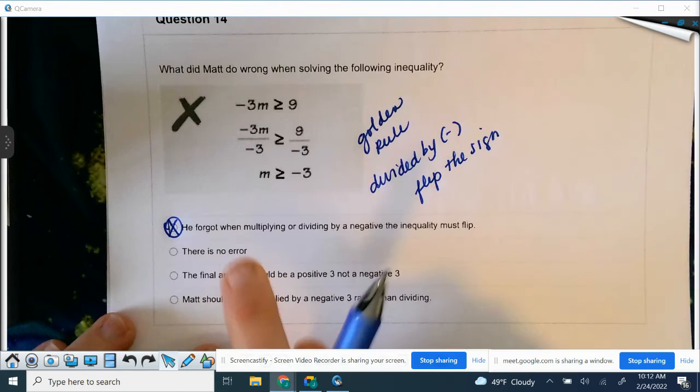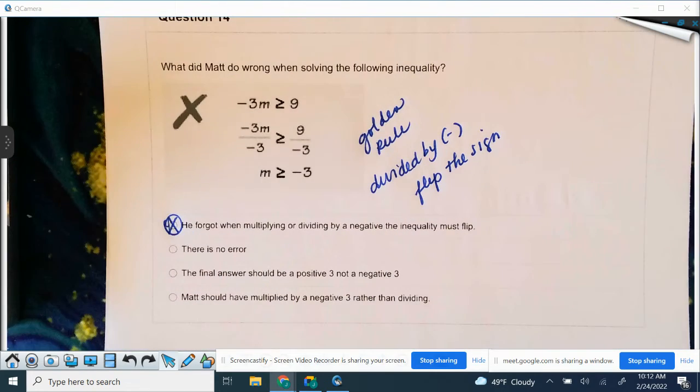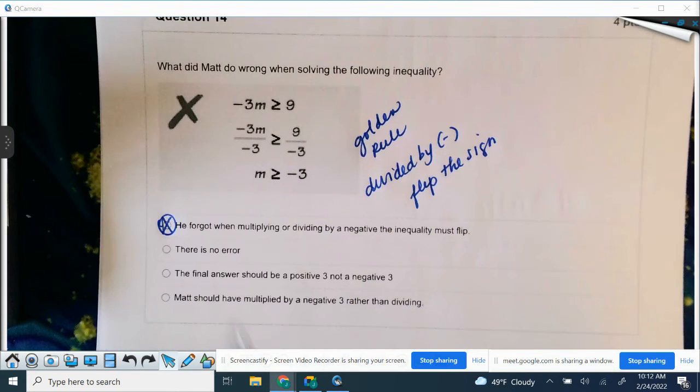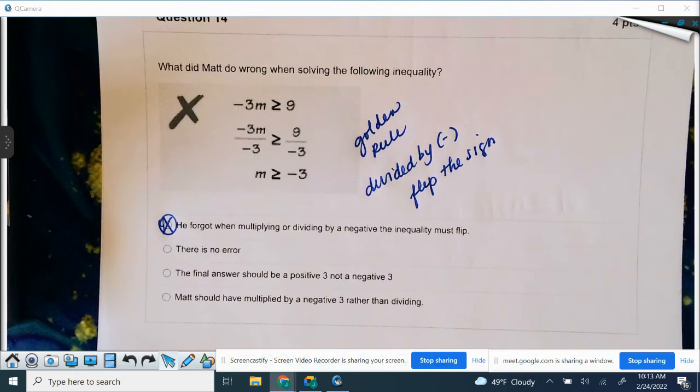There is no error. Trust me, and I don't know how to convince people of this. If I give you an error analysis problem, there's definitely an error. I will not give you one that there's not a mistake, because that's just torture and not nice. So whenever that is an answer choice, scratch that one off. Just because you're here and I can give you all the ins and outs of the things I do.